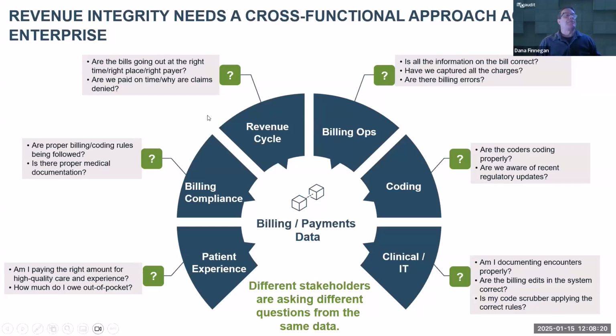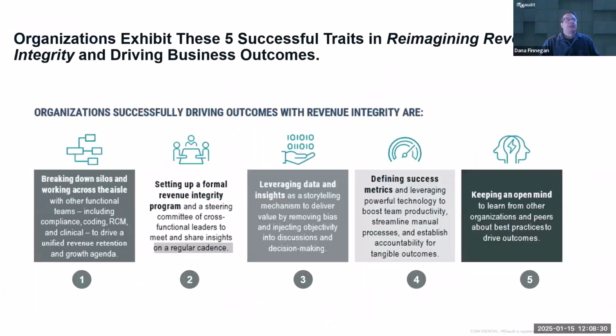So that's the first kind of piece. Again, this is non-traditional. This is more tips and tricks of what we see to make a revenue integrity program really, really successful. The next part of this is, okay, once you get folks to the table, what are some of the intangibles that need to be done? So we thought about reimagining revenue integrity. What does that mean? There's so many different definitions out there.